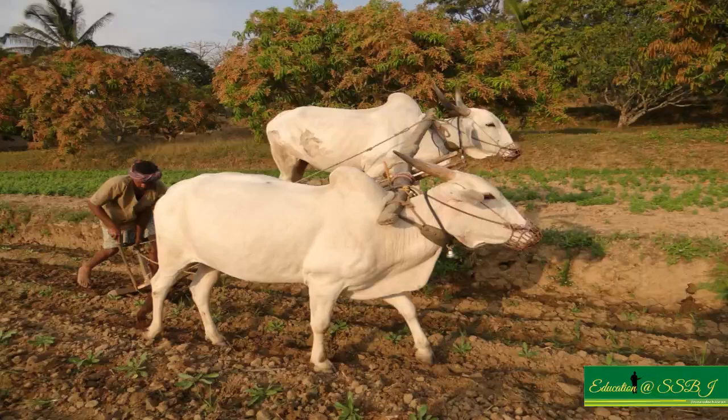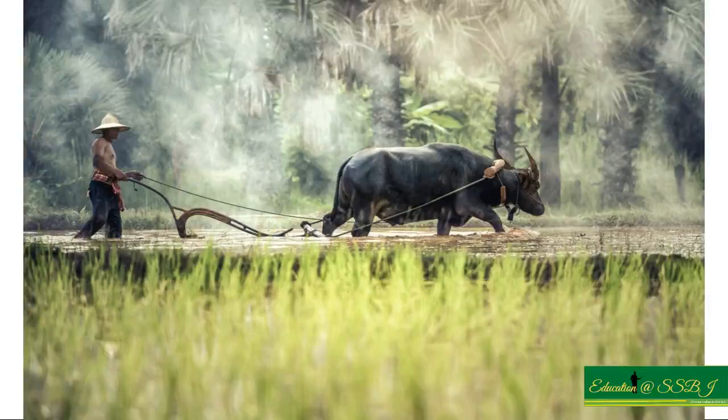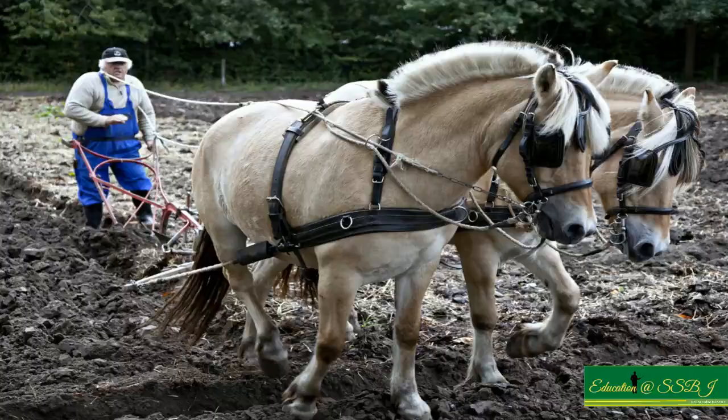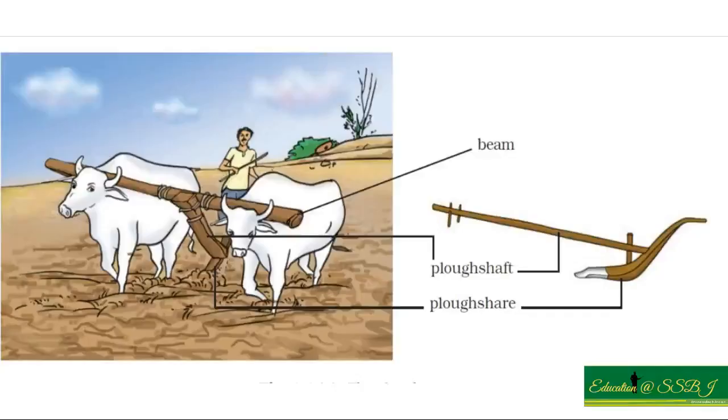Plow. This is being used since ancient time for turning the soil, adding fertilizers to the crop and removing weeds. This is made of wood and is drawn by a pair of bulls or other animals. It contains a strong triangular iron strip called plowshare.